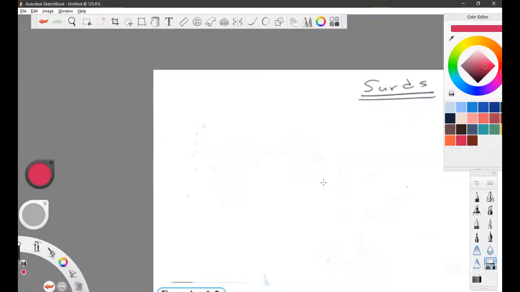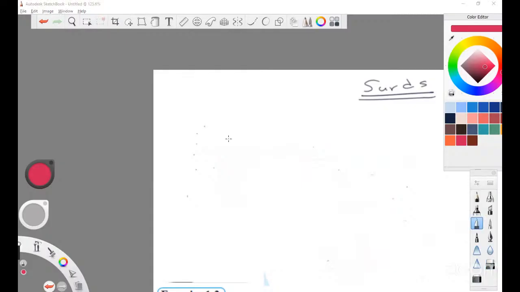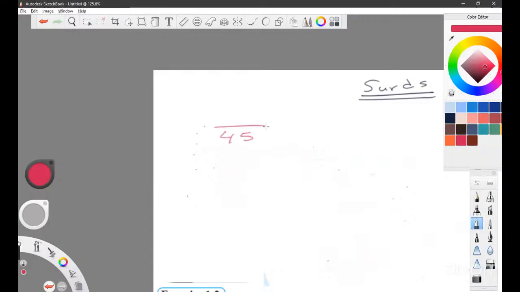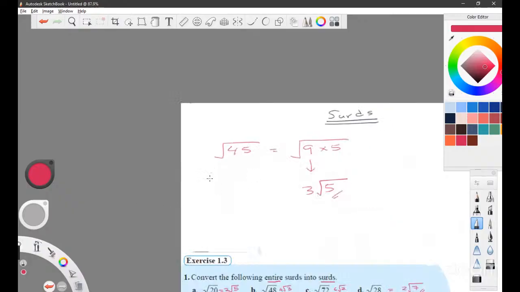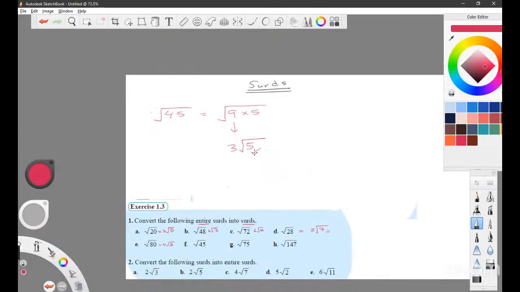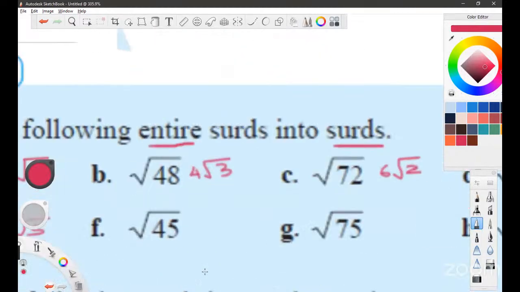Why? 45 is made by 9 times 5, right? If you write 9 directly, you know 3 times 3 makes 9. So 3 squared makes 9. That means you can write 3 outside and write 5. You can directly take the answer as 3 square root 5.